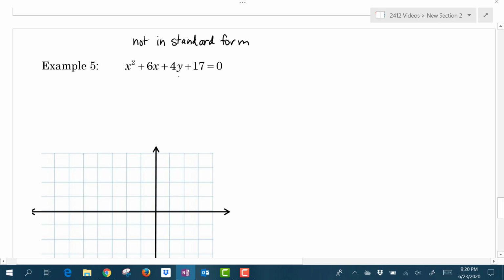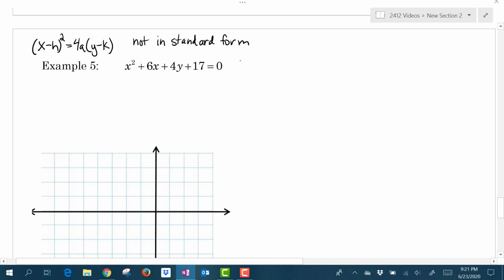What's the standard form if we're looking for x being squared and y not being squared? What we want the equation to look like is x minus h squared equals 4a times y minus k. So if x is being squared and y is not, we want to make our equation look like this. So our goal, if it is not in standard form, is to put it in standard form. Okay, and we're going to talk about how we do that.